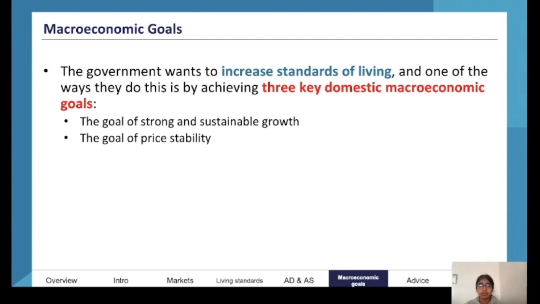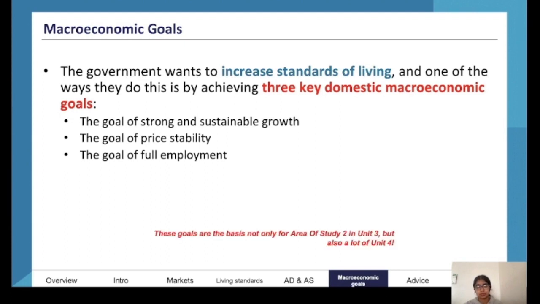Next is the goal of price stability. This goal is all about keeping prices stable, pretty much. It relates to inflation, so it's all about keeping inflation in check. We want inflation, but we don't want too much of it, because we want to keep it stable. Otherwise, it's unsustainable. Next is the goal of full employment. We're not trying to achieve no unemployment at all, but we're trying to achieve a rate of unemployment that's good for the economy, but not such a high rate that it's bad for the economy. So we want the sweet spots for each of them, and I'll discuss those in a bit.